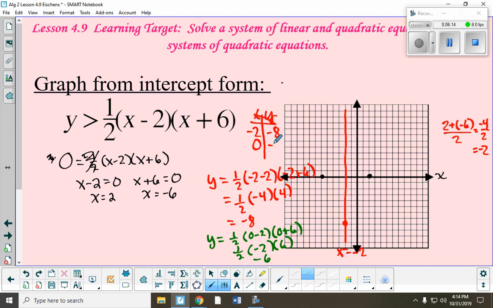So that would give you -6 right here. So now we have a point at (0, -6), which is here, and then reflect that over, and now you can graph. Oops, I'm going to go back 1 second here. This says it is greater than, which means it's not a solid line. It's going to be a dotted line.